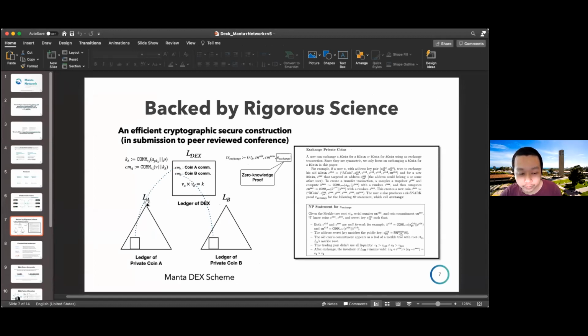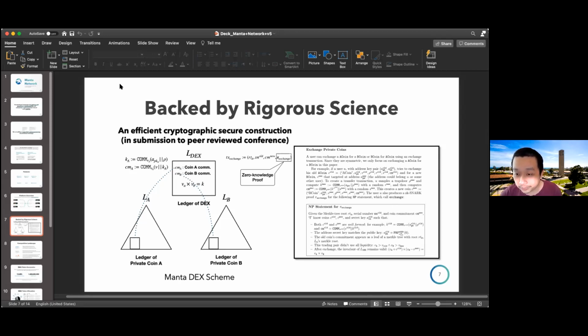So let's say in the ledger system, you have a base coin ledger, ledger A, ledger B. Whenever you submit a transaction, you don't have to include a lot of things, for example, your identity, your address. What you want to have is a zero knowledge proof, and the ledger will validate that.